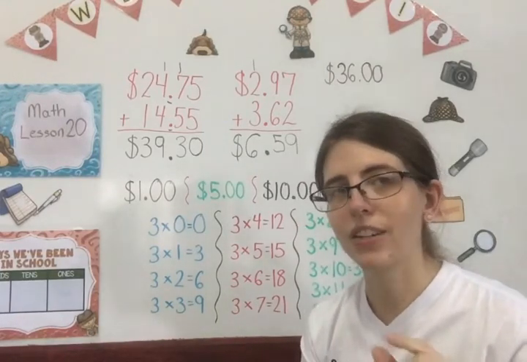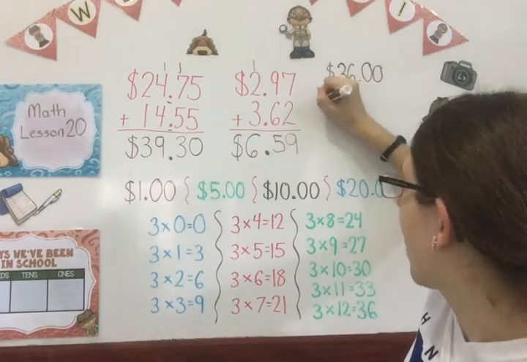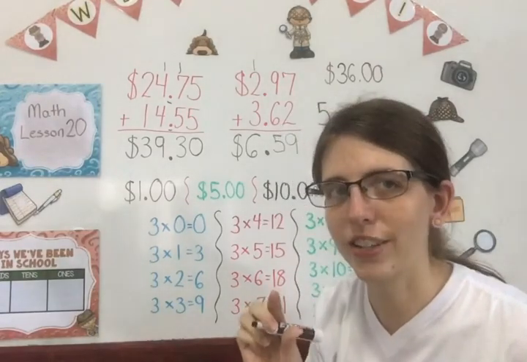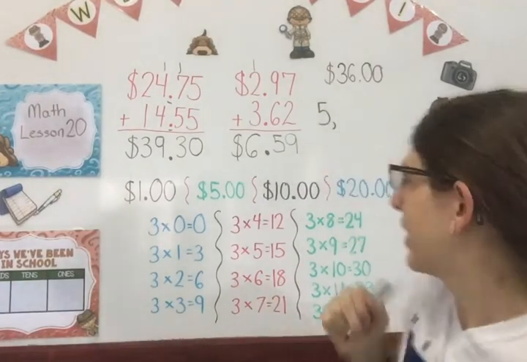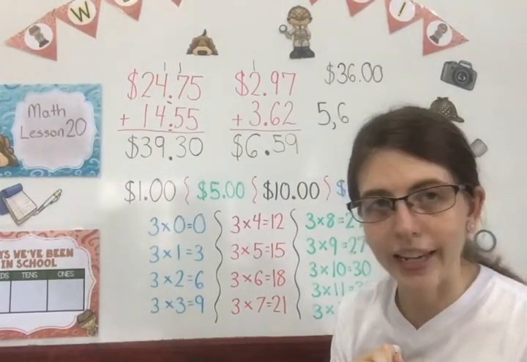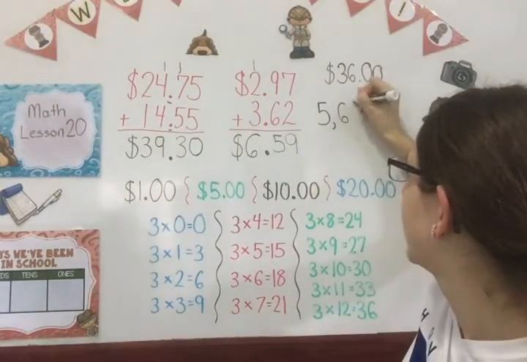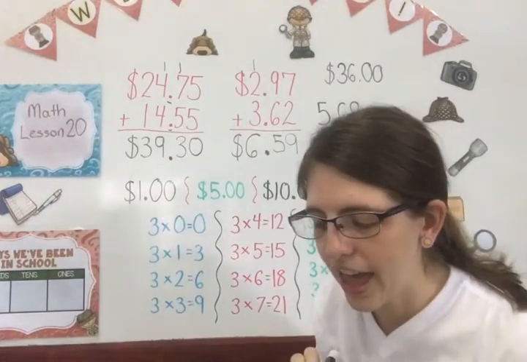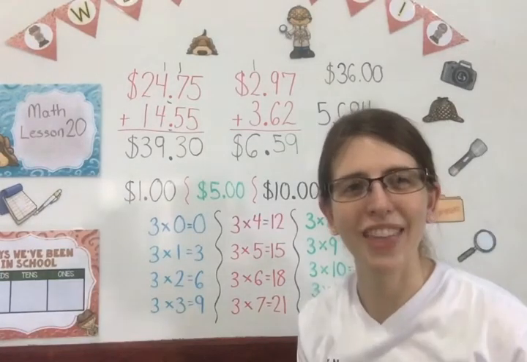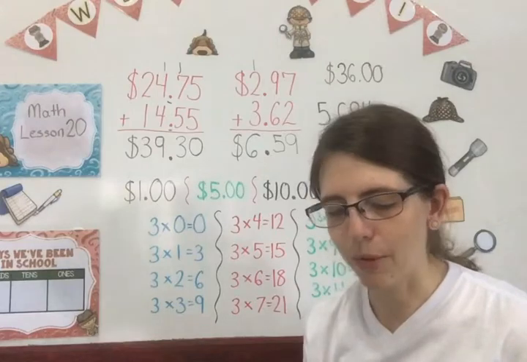5,000. The non-zero digit is 5 and it's in the thousands place. So you put the 5 in the thousands place. 600. Your non-zero digit is 6 and it's in the hundreds place. So we put our 6 in the hundreds place. 90, our non-zero digit is 9 and it's in the tens place. So we put that in the tens place of our number. And 4, that just goes in the ones place. So your number is 5,694.